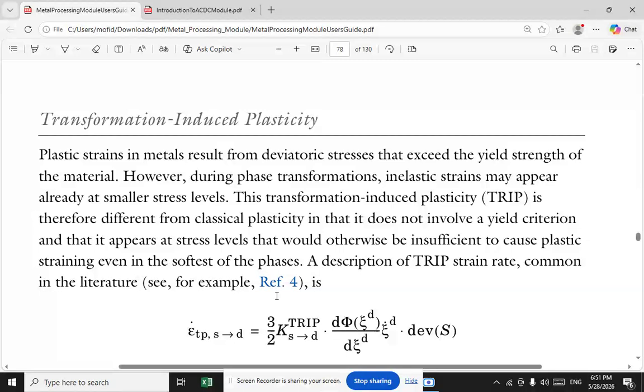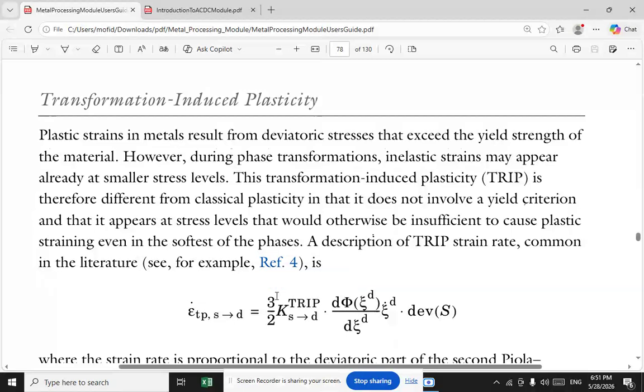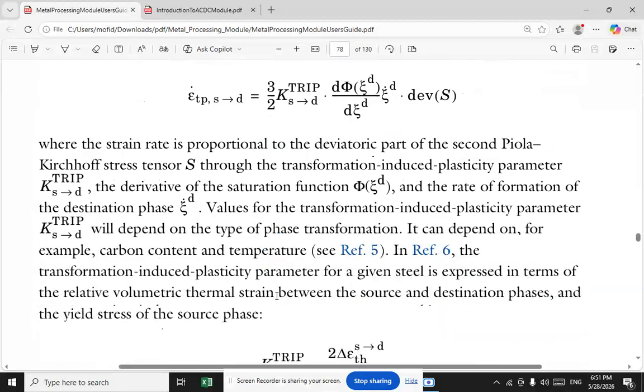A description of the TRIP strain rate is common in the literature. See, for example, reference 4. The formulation is such that the strain rate is proportional to the deviatoric part of the second Piola-Kirchhoff stress tensor S through the transformation-induced plasticity parameter chi_s to the power of TRIP, tending to the D.